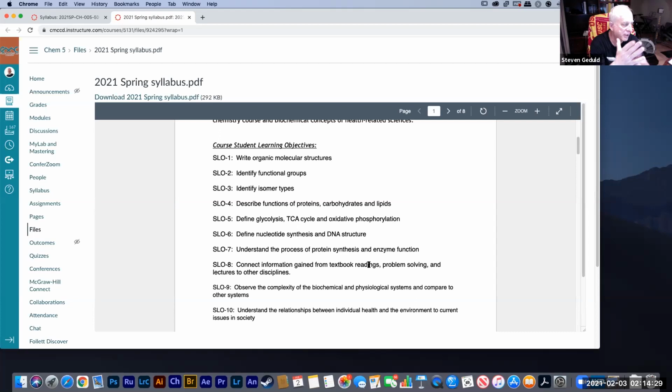So you're able to write different molecular structures for all the different functional groups: alcohols, carboxylic acids, ammonia compounds, ketones, aldehydes, all the functional groups. And we'll learn all those groups. You'll be able to identify functional groups. You'll be able to tell what is an alcohol, what's a carboxylic acid, what's an aldehyde, what's an amine, what's an amide. You determine all that.